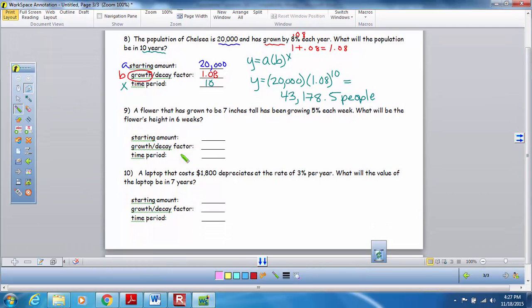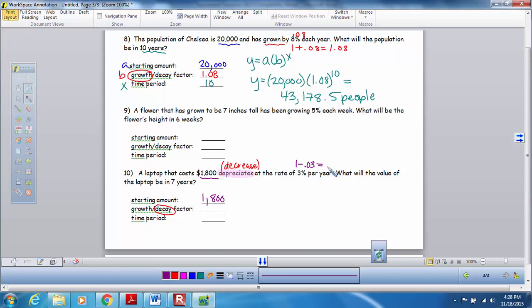Okay, I wanted to go over this one again because it uses depreciates, and I want to make sure we know what depreciate means. In class we talked about it, and it means decrease. So here we know we're going to have a decay factor since it's decreasing. A laptop that cost $1,800 depreciates at the rate of 3% per year. What will the value of the laptop be in 7 years? So our starting amount would be $1,800. It decreases at a rate of 3%, so we would do 1 minus 0.03, and that would give us 0.97.